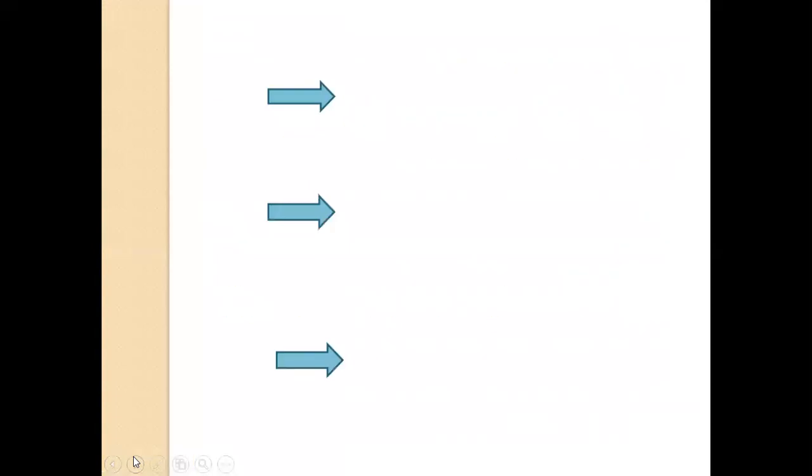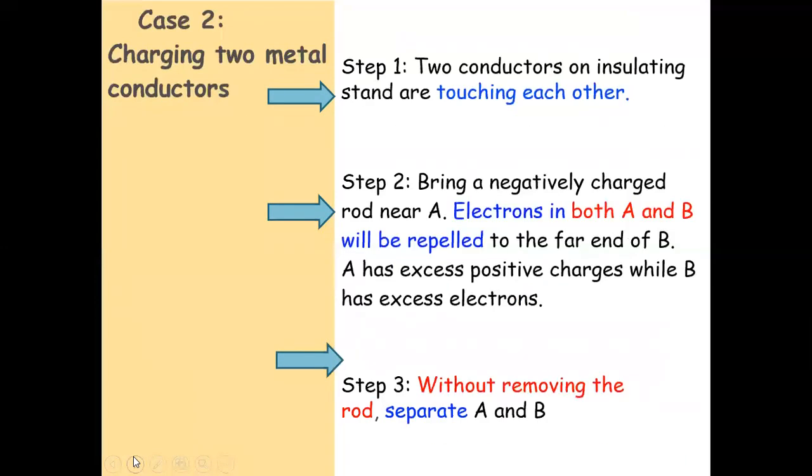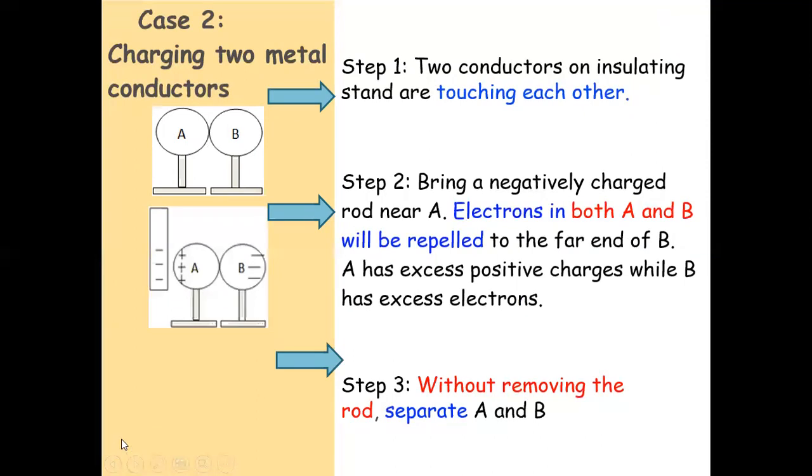Now we are going to discuss how two metal spheres are charged. The two conductors are on the insulating stand and they are touching each other like this. These are two neutral metal spheres touching each other, making one body, and both are on the insulating stand so that any charges developed on the spheres should not be conducted to the earth. In the next step we are going to bring a charged rod near to it.